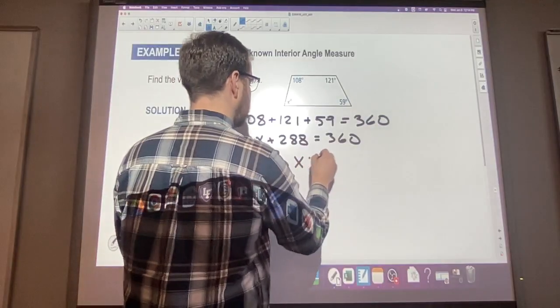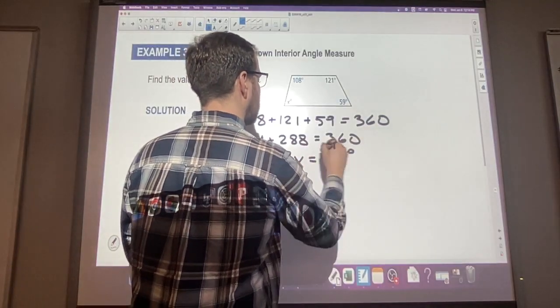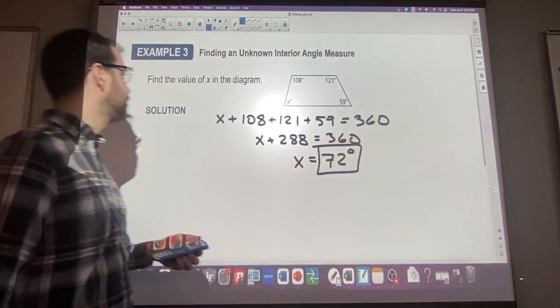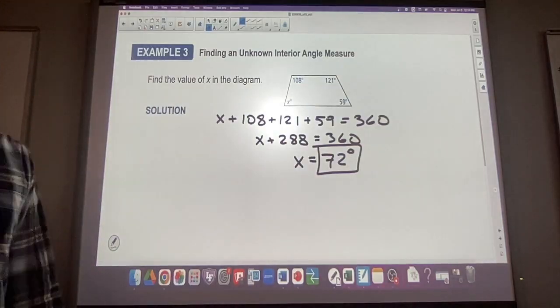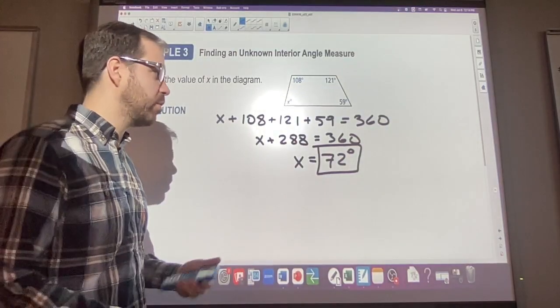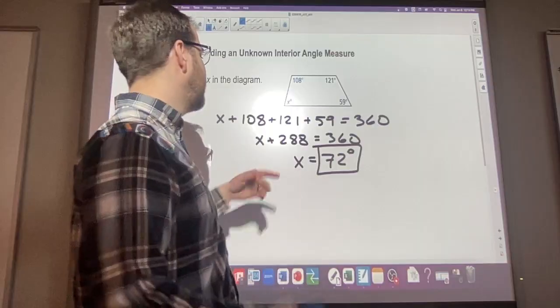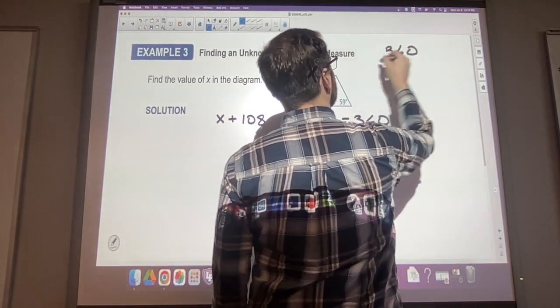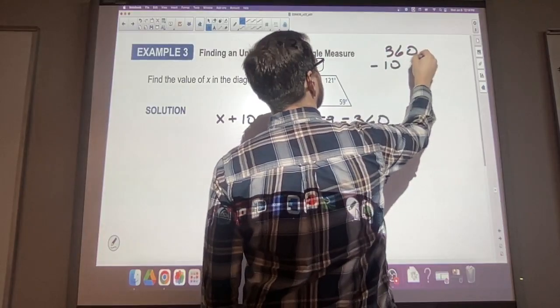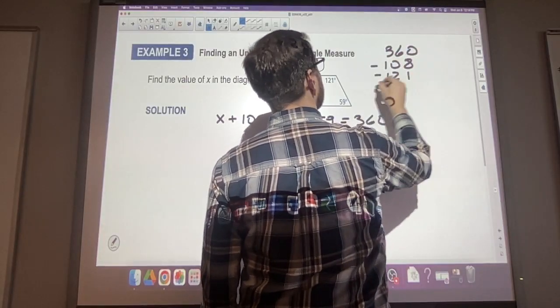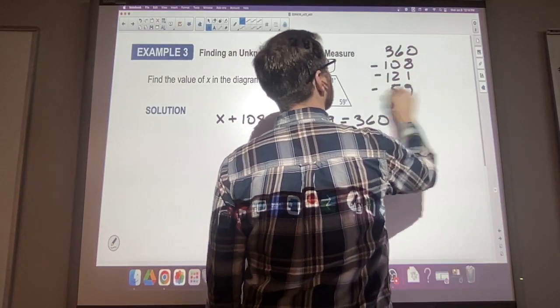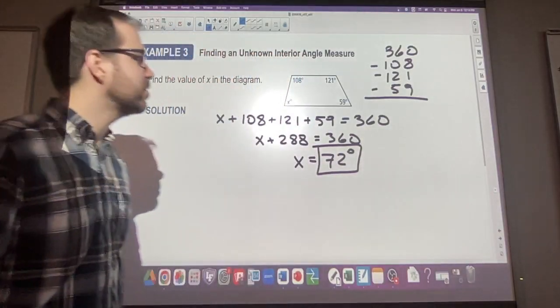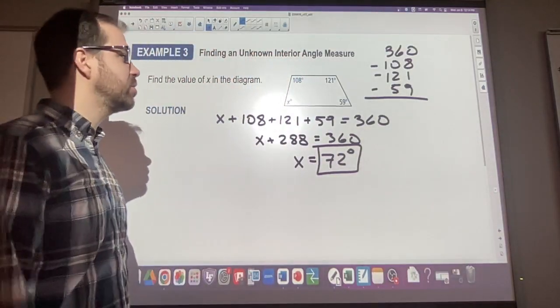And I get x equals 72 degrees. There you go. So that's it. They added to 360, so you just set up an equation and subtract. Some people won't set up the equation, they'll just do something like this: 360 minus 108 minus 121 minus 59. That works fine if you just subtract each of them and then you get your 72.